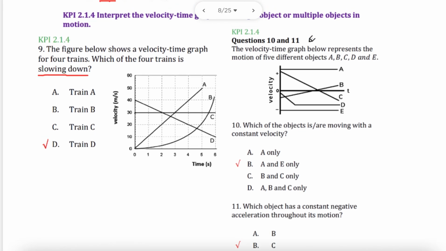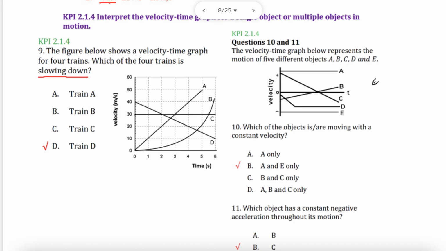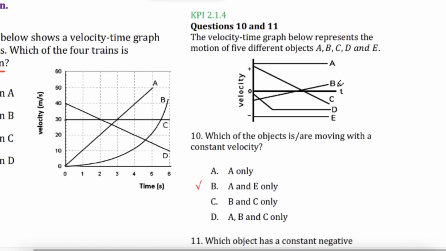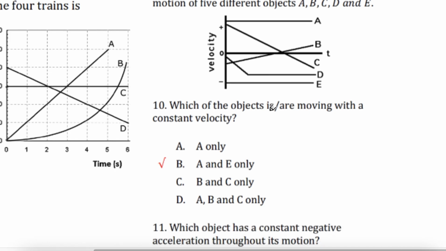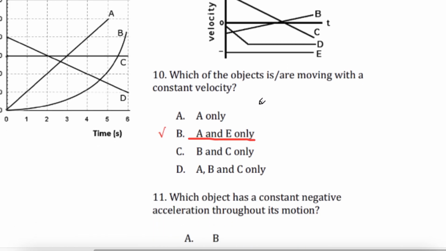Very nice. Next we have this other one. This looks a bit messy, which is moving with a constant velocity. So as I've shown you already, a straight horizontal line is a constant velocity. So clearly I can see A and I can see E, these two. B is increasing its velocity. C is decreasing its velocity. D starts by decreasing to the negative side and then remains at a constant negative velocity. So based on this, I can see that A and E throughout the whole journey, they're the only two.